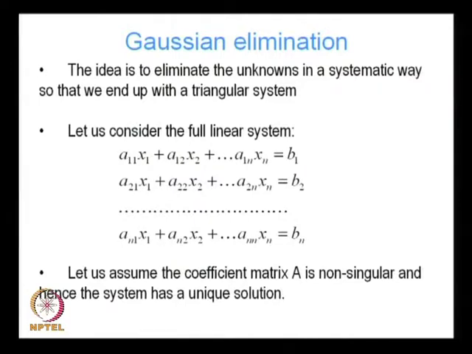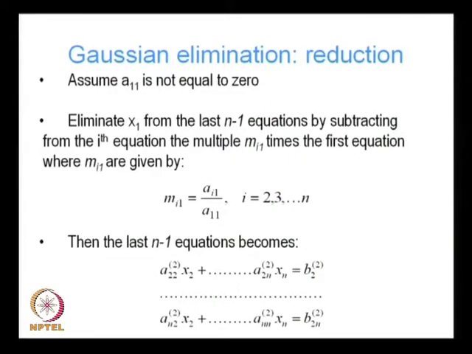We recall our discussion from last lecture when we talked about the conditions which are necessary for a system of equations to be non-singular. We also assume that A11 is not equal to 0. If we eliminate x1 from the last n minus 1 equations by subtracting from each equation the multiple mi1 times the first equation, where mi1 is given by ai1 by a11, then the last n minus 1 equations do not have any variable x1. So, the size of the system gets reduced to n minus 1 by n minus 1.